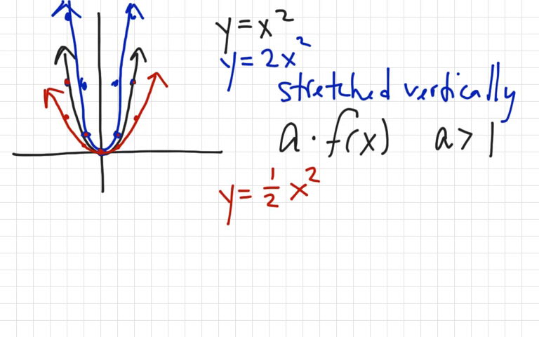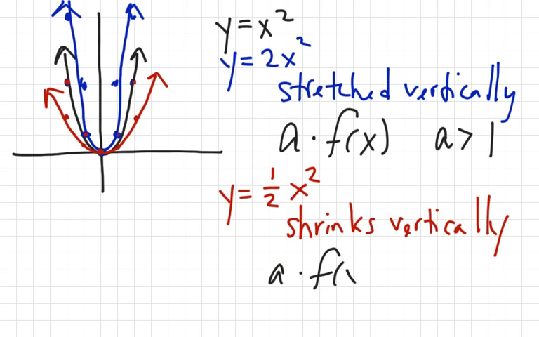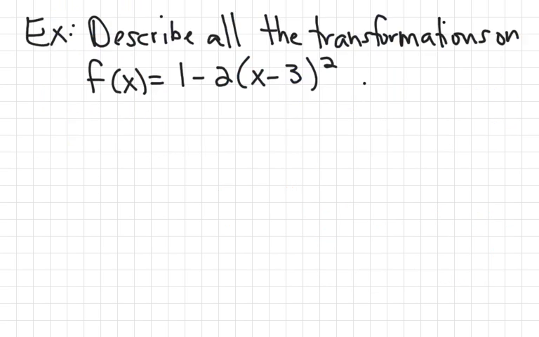And that's what happens to the graph. It widened. We say that it shrinks vertically. So when you multiply the output of a function by a number, and that number is between 0 and 1, it's going to shrink vertically.